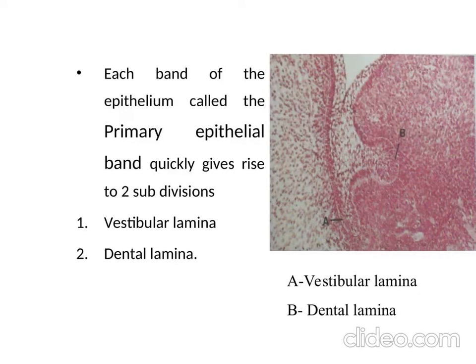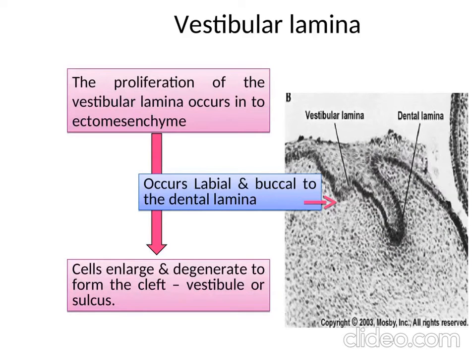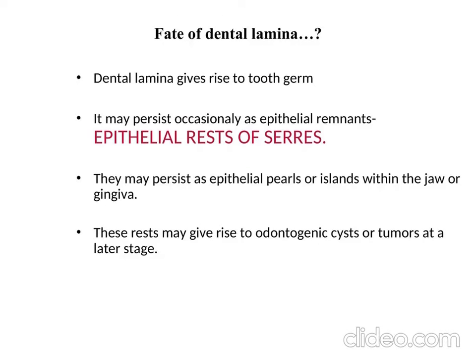The dental lamina gives rise to the tooth bud, whereas the vestibular lamina soon proliferates and degenerates to give a vestibule or a cleft in the oral cavity. I am sure all of you are aware where the vestibule of the oral cavity is present. So that is formed by degeneration of the vestibular lamina.